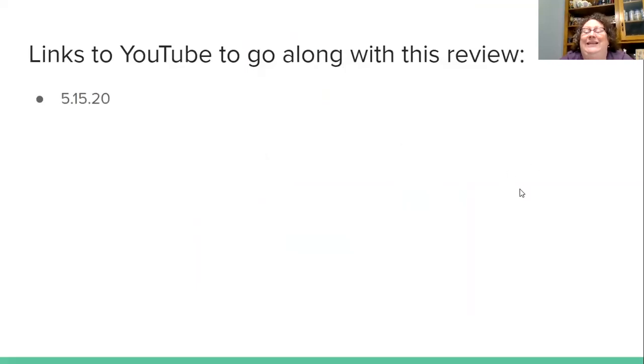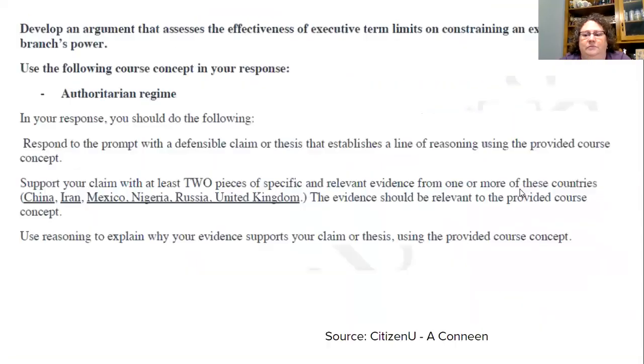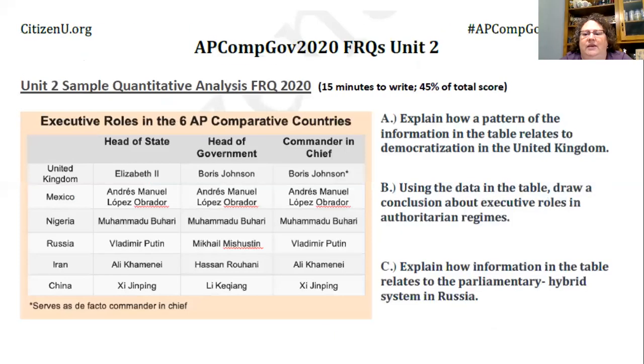All right, that was a lot of information. So let's go back to the very beginning here. And let's start with the easier of the two questions, okay? So explain how a pattern of the information of the table relates to democratization in the UK. So remember that democratization is the growth of democracy. Another fancy word we have is democratic consolidation, and we would say that definitely the UK exhibits democratic consolidation. Okay, how a pattern of information in the table relates to the democratization of the UK.